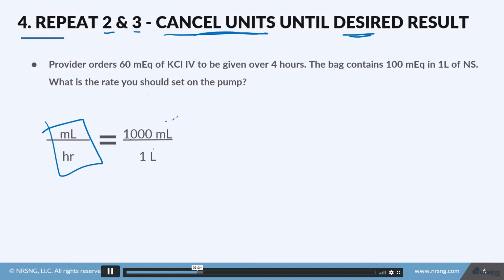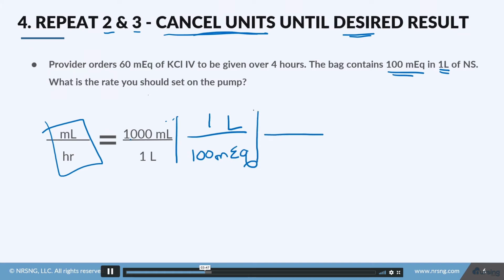So we've already got our first 1,000 milliliters is equivalent to 1 liter. So now we're going to transfer the liters over to the top, and then we're going to insert what we know. Well, what do we know about liters? We know that 1 liter is equivalent to 100 milliequivalents of potassium. So 1 liter, 100 milliequivalents. This is what we have been provided.